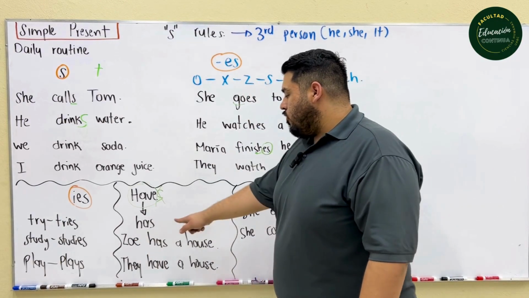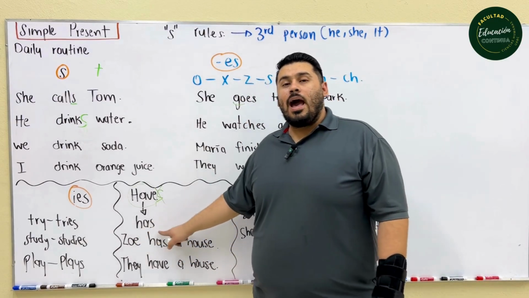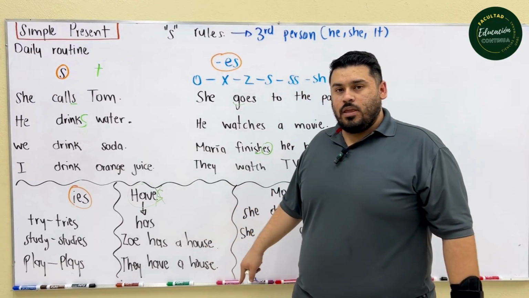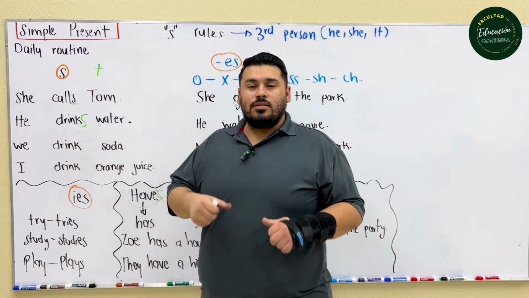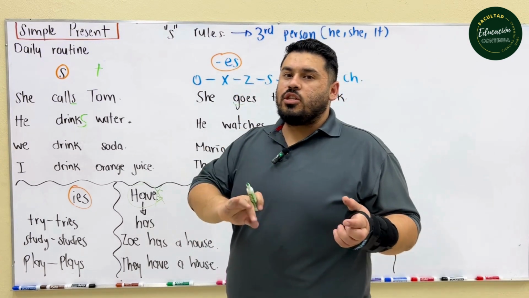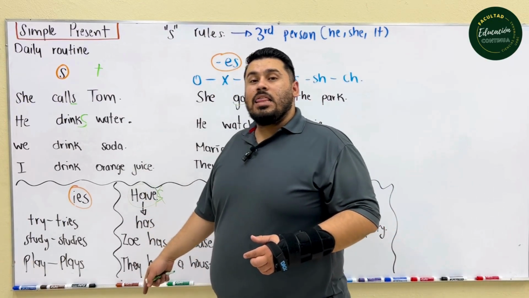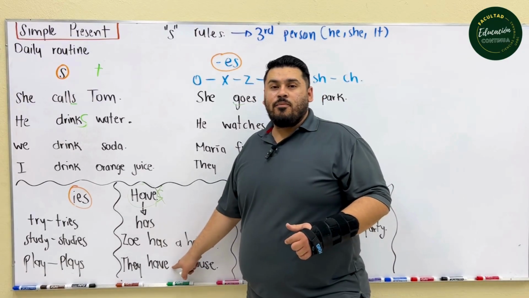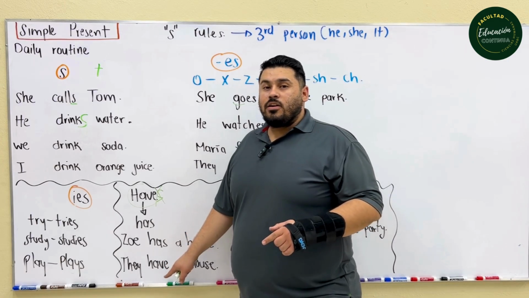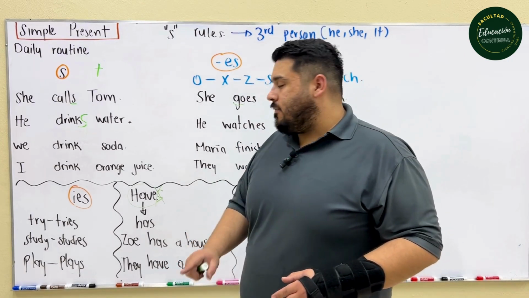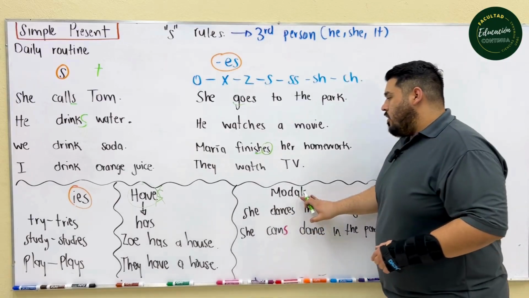For example, Zoe has a house. In this situation, that's good because Zoe is third person. If you change the word Zoe, it's she. Now, they have. You don't need to write has. It's have, because they is not a third person. They have a house, and that's correct.